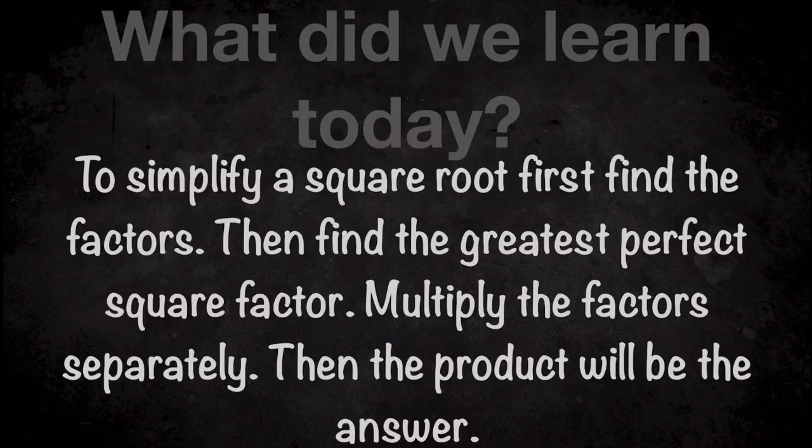Now let's review what we learned today. To simplify a square root, first find the factors, then find the greatest perfect square factor. Multiply the factors separately. Then the product will be the answer.